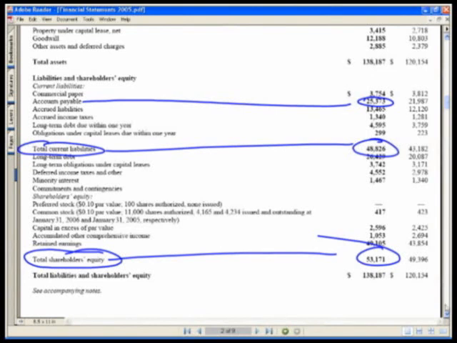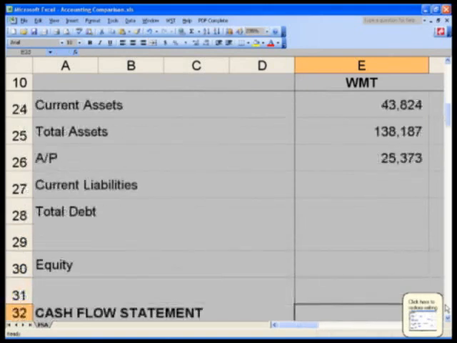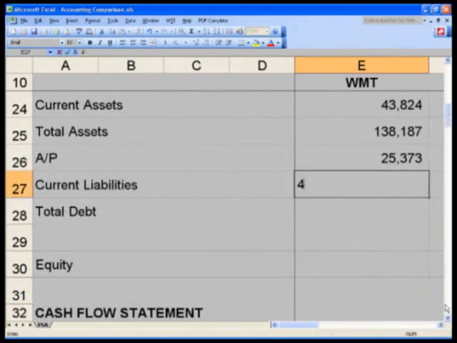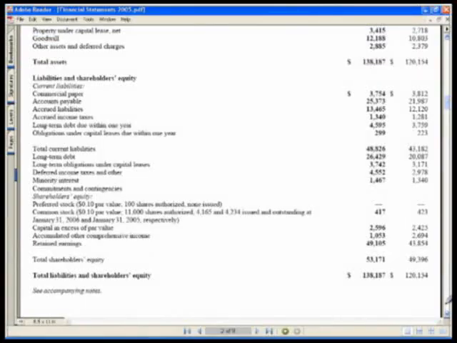Again, accounts payable was $25,373. Current liabilities is $48,826. Total debt, we're going to leave blank for a second. Equity, if you recall, was $53,171. Let's now look at our total debt numbers.